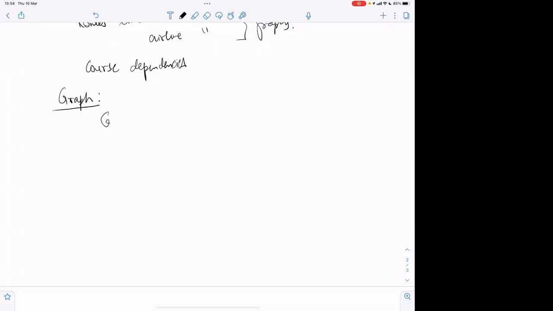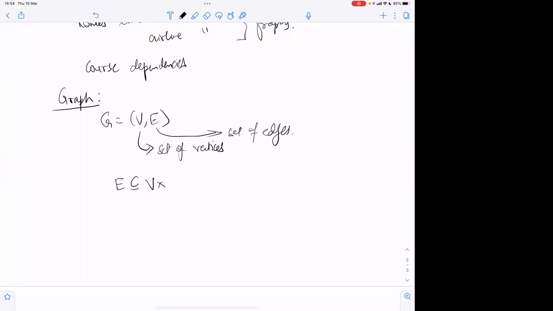It consists of G equals (V, E), where V is the set of vertices and E is the set of edges, and E is a subset of V cross V. And now we make several stipulations.